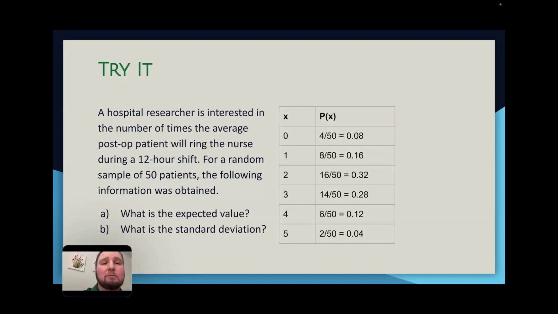Okay, so I'm assuming that you've, on a piece of scratch paper, done these already. So let's go ahead and look. When I did this, I got an expected value of 2.32 times and a standard deviation of 1.22 times. So during a 12-hour shift, on average, a post-op patient will ring the nurse about 2.32 times with a standard deviation of 1.22 times.